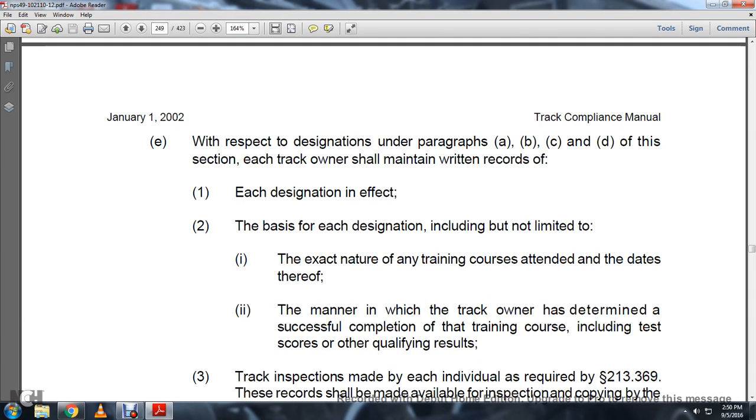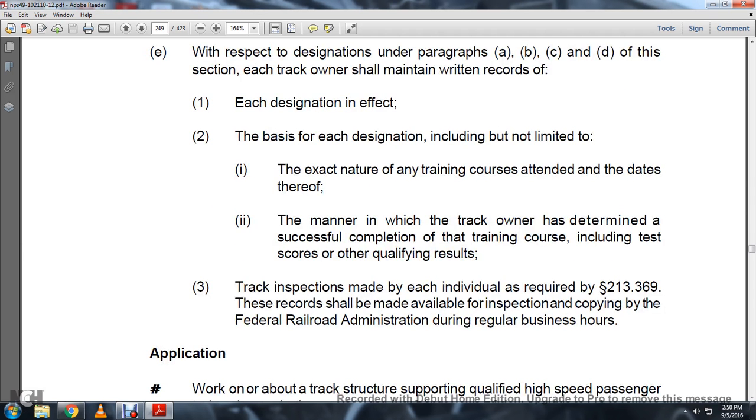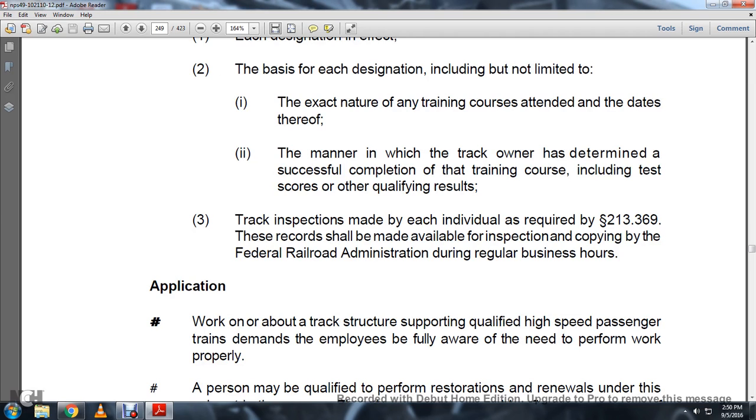The exact nature of the training courses attended with the dates thereof. 2. The manner in which the track owner determines the successful completion of the training course, including the test scores and the qualifying results. 3. The track inspections made by each individual as required in the statute 213.369. These records shall be made available for inspection by the Federal Railroad Administration during regular business hours.